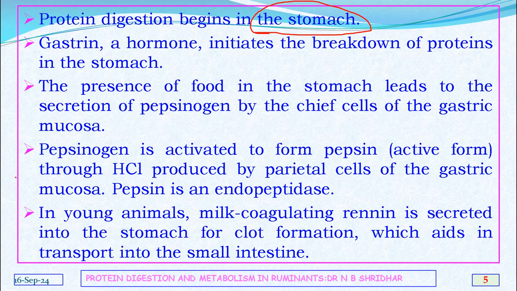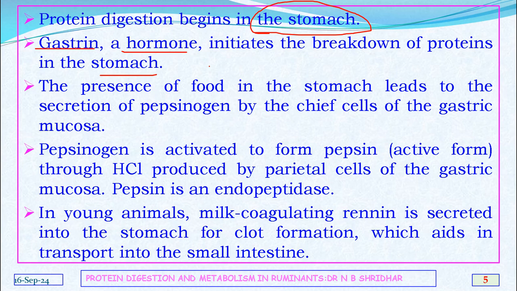Stomach here means rumen, reticulum, omasum, and the abomasum. Then gastrin, which is a hormone, not an enzyme, initiates the breakdown of proteins in the stomach itself, especially in the monogastric animals. So what happens?